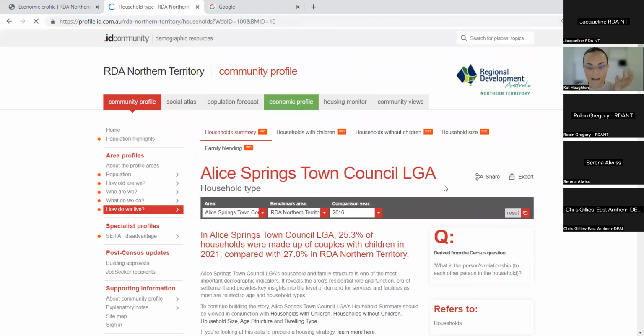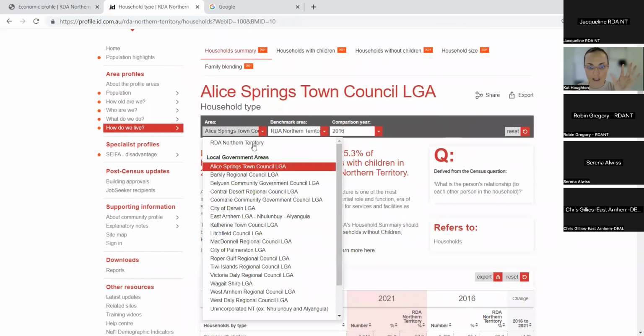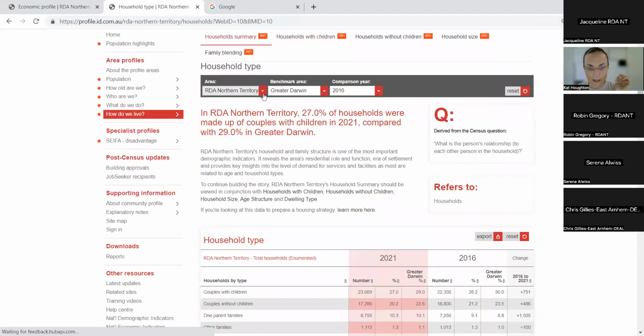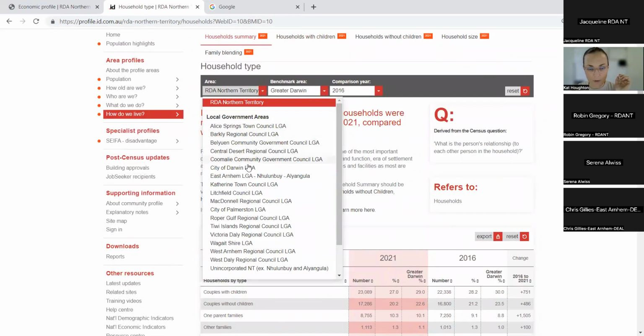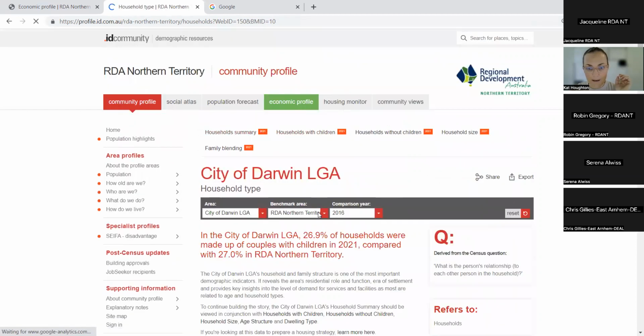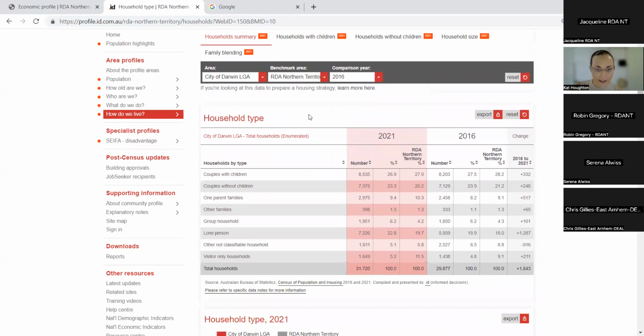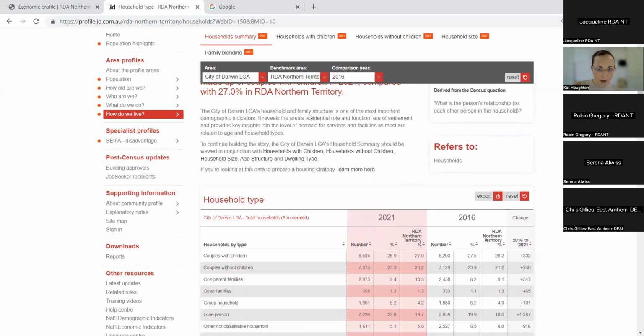The reason for that is this is a really hot topic at the moment, and it talks to us about our housing. Okay, and I'm actually going to go on and have a look at it for, maybe we might have a look at it for Darwin. And our benchmark area automatically changes there to the Northern Territory, which is good. Okay, so this is our household structure.